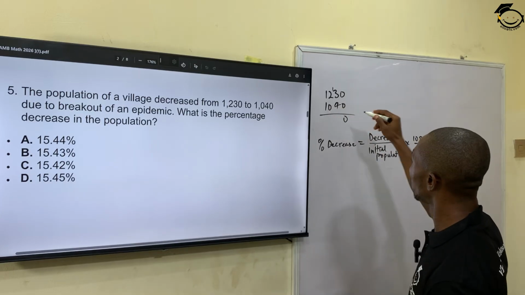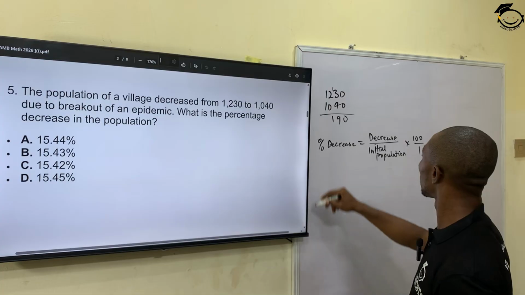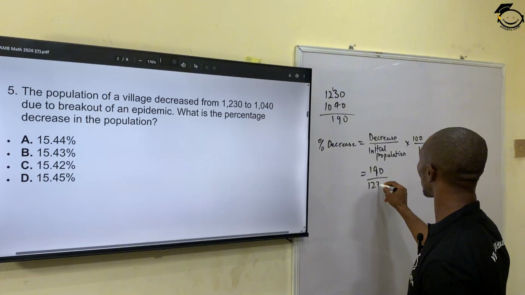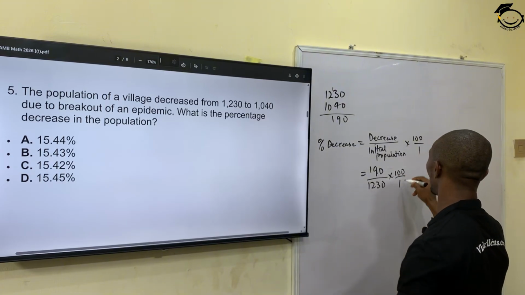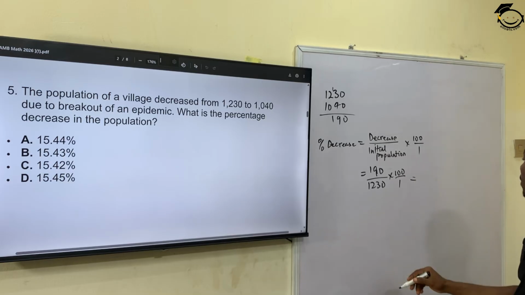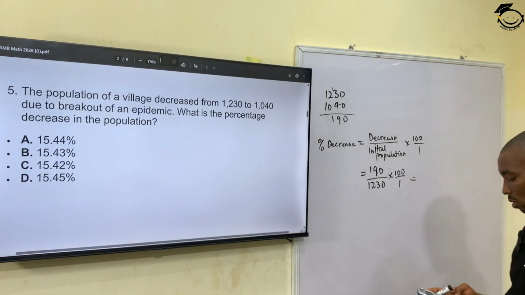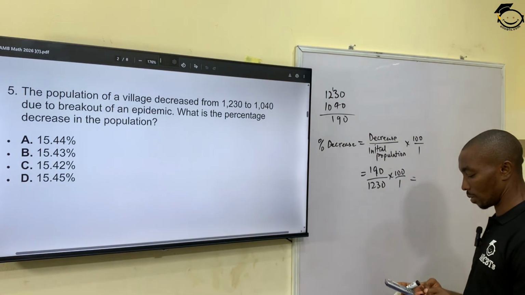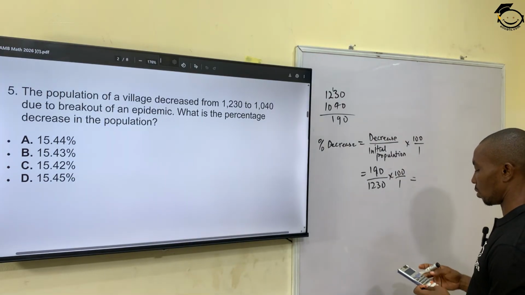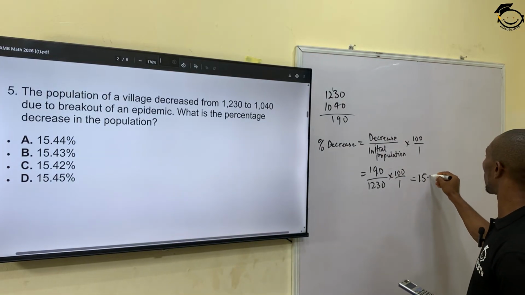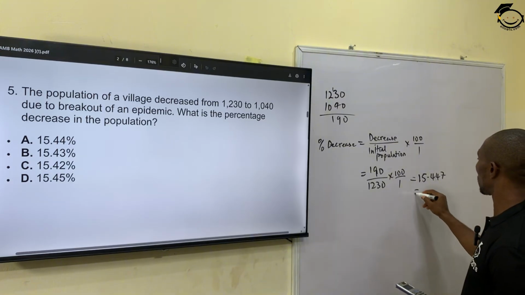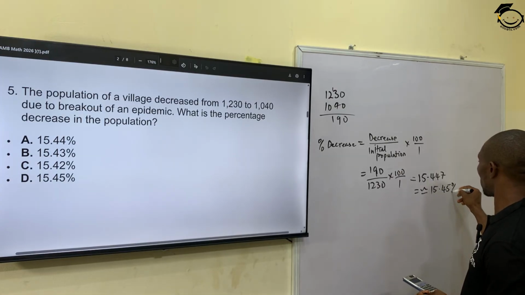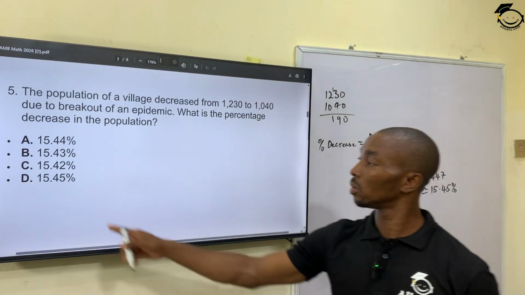13 minus 4 will give us 9.1, so this will become 190 all over 1230 times 100 over 1. So if we do this, we would have 190 times 100 divided by 1230, which will give us 15.447. So this is approximately 15.45%. So that will be option D.